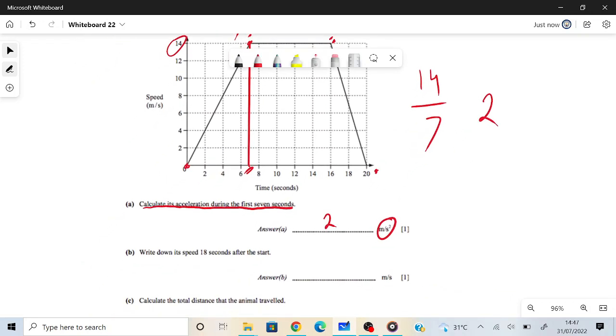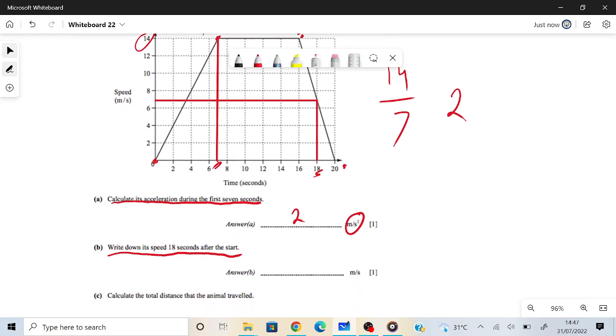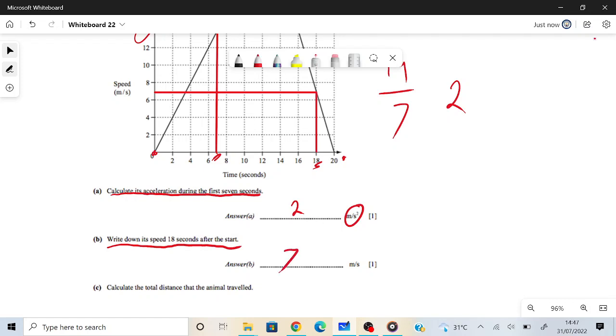It says write down its speed 18 seconds after the start. Okay, it says 18 seconds after the start. So the 18 seconds is here. So let's see where this intercepts the graph, and it intercepts the graph somewhere here. And if you trace it back all the way to get the corresponding speed, this should be around about 6.5 meters per second. Or sorry, not 6.5, 7 meters per second. Why 7 meters per second?